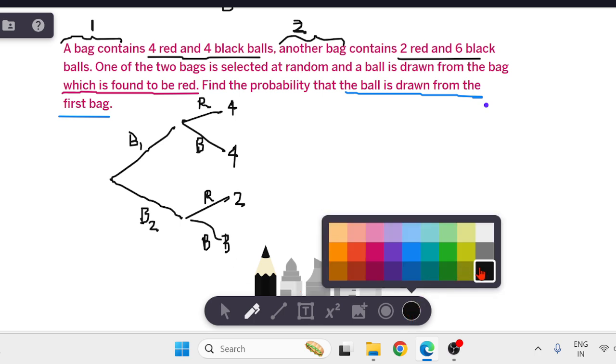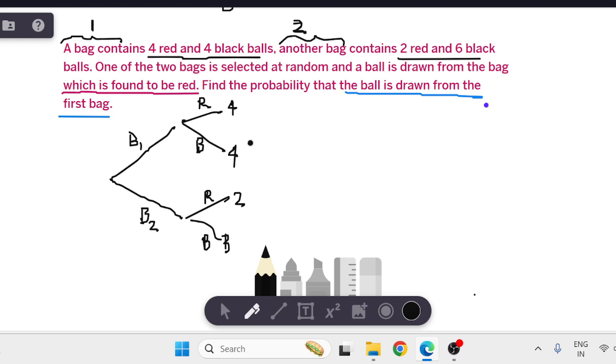What additionally we have to do is write the probabilities. So the probability of choosing is very easy. Total is 8, so 4 by 8, because 4 red plus 4 black, total is 8. Again, here also 2 red and 6 black, so it will be 2 by 8 and 6 by 8. So the probability of choosing a bag is nothing but half. So this is the total tree diagram of the problem.